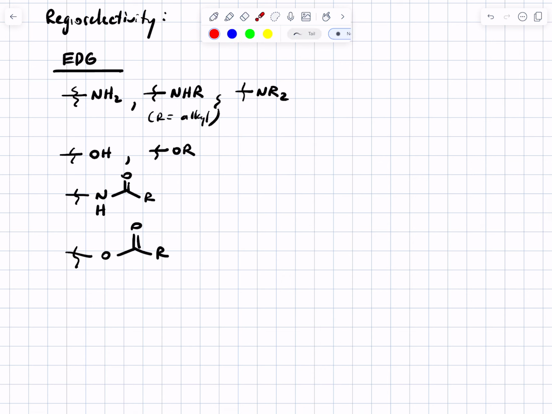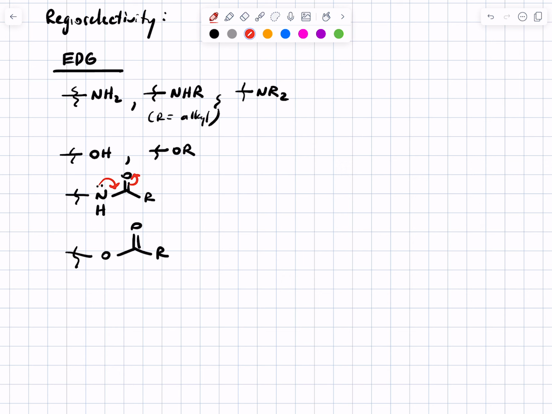Why do you suppose the amide is lower down the list than the amine? What's the difference there? That adjacent carbonyl is attenuating or decreasing the availability of the lone pair to donate into the benzene ring, because now these lone pairs can go this way out onto the carbonyl oxygen.